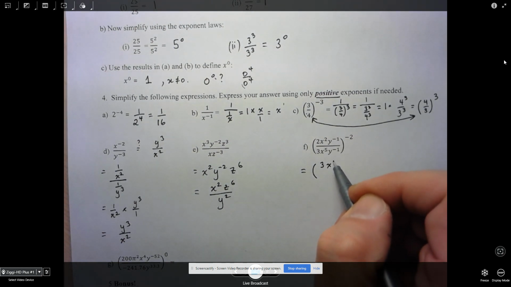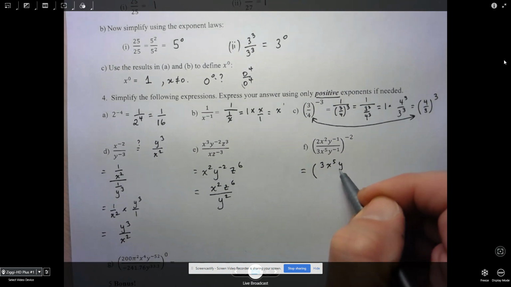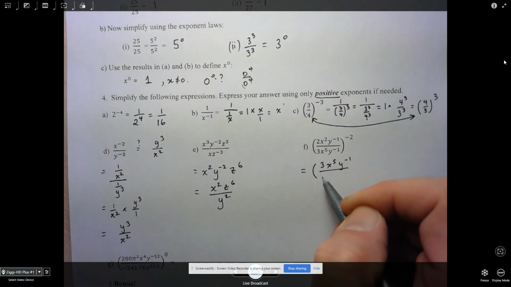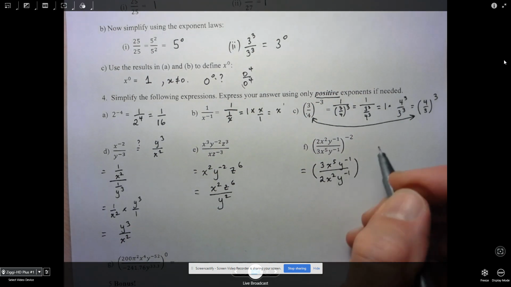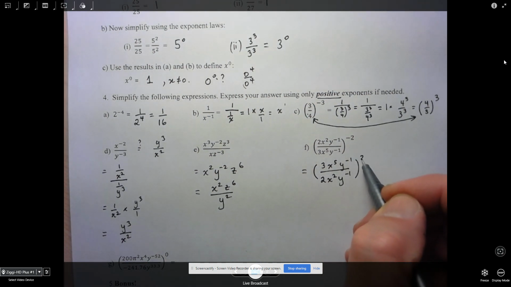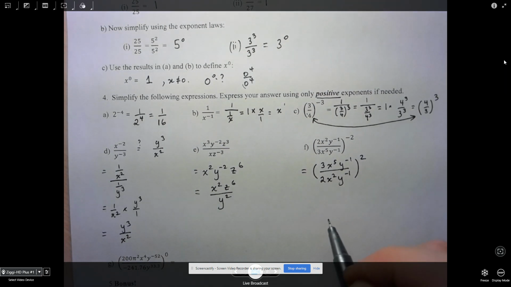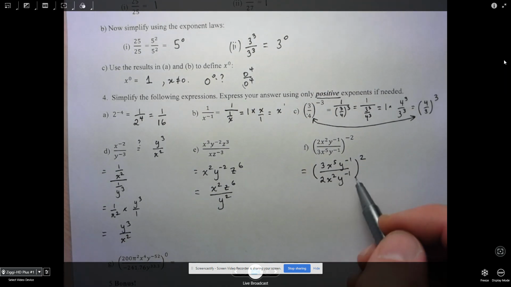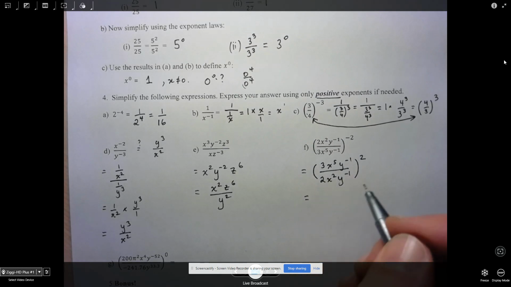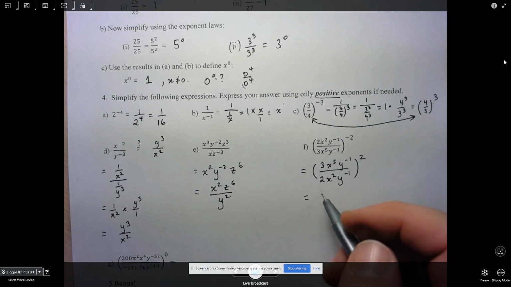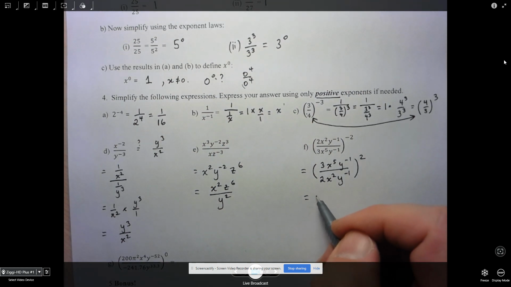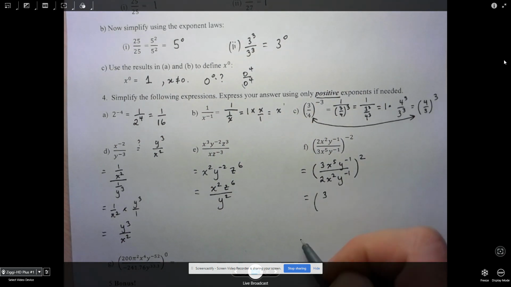base and make it 3x to the 5th, y to the negative 1, all over 2x squared y to the negative 1. And this now is going to become to the exponent of 2. All right, so this already has simplified my expression. Now let's start doing some more simplifying here. Well, there's nothing to do with the 3 over 2. Okay, so the 3 will still be in the numerator.